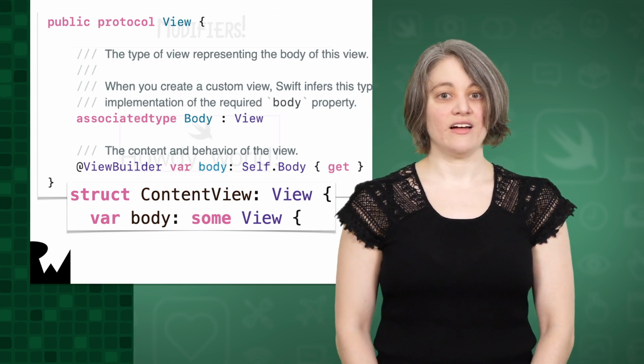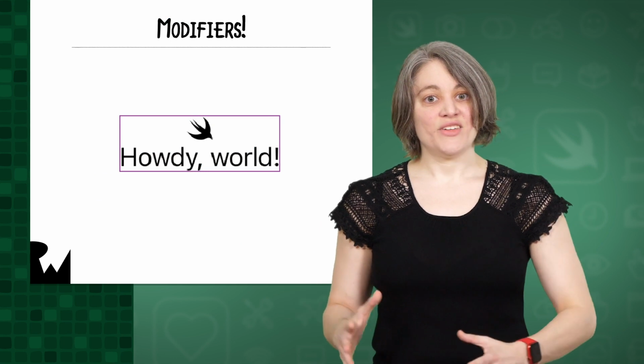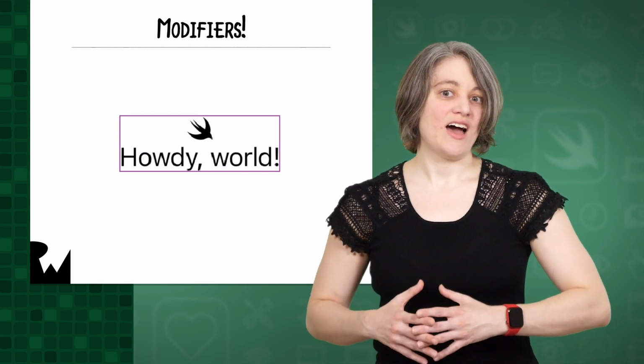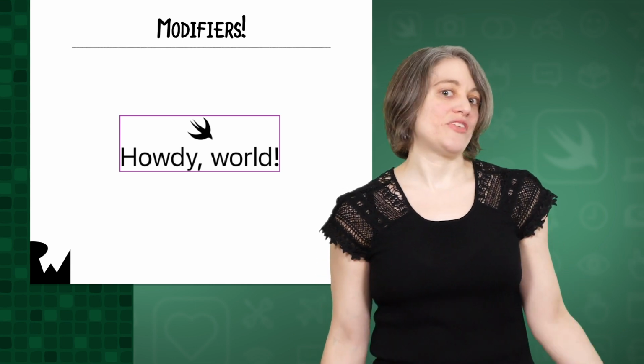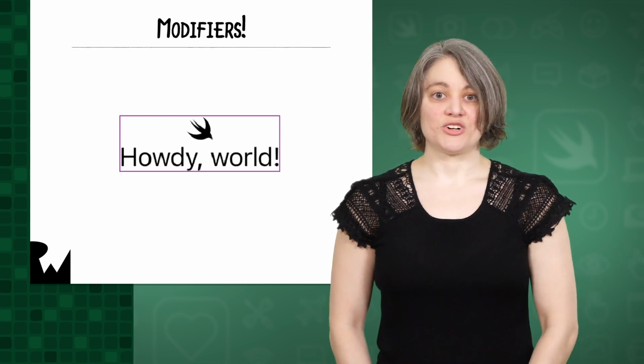behind SwiftUI. Okay, now that we've got these two views, how do we, say, change the color or the font size or anything about them at all? For that, we need to learn about modifiers.